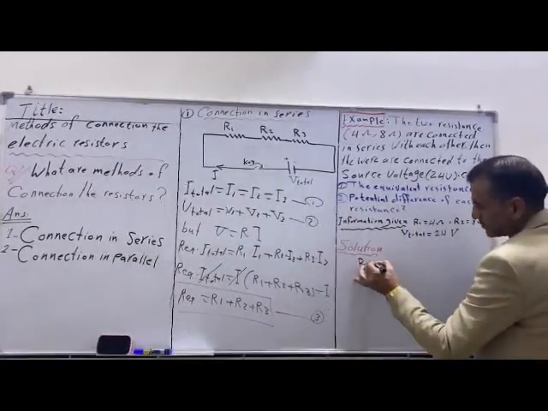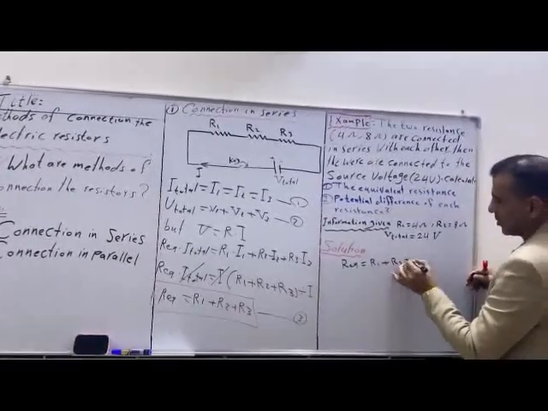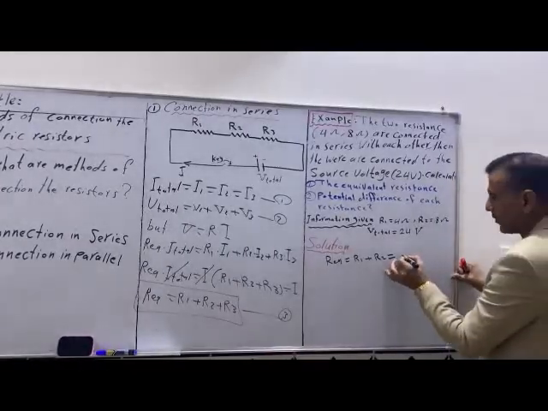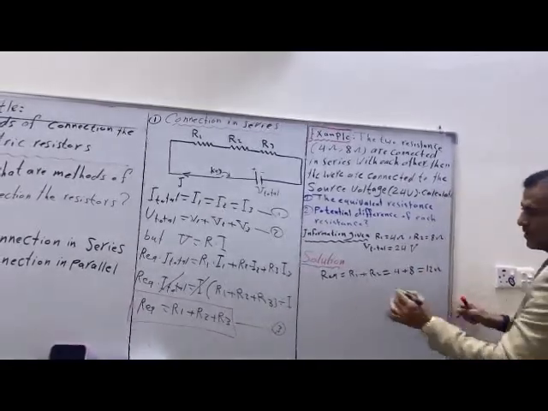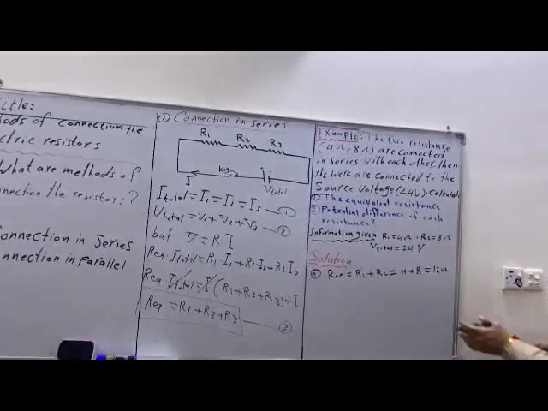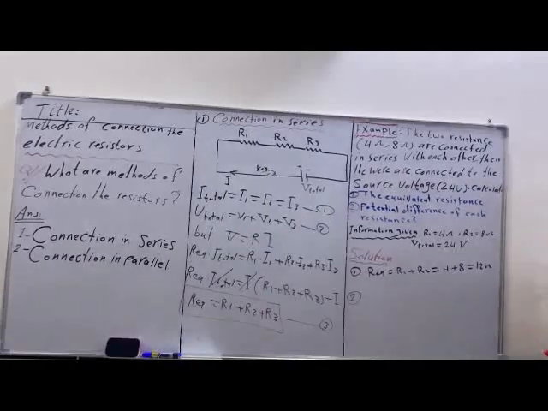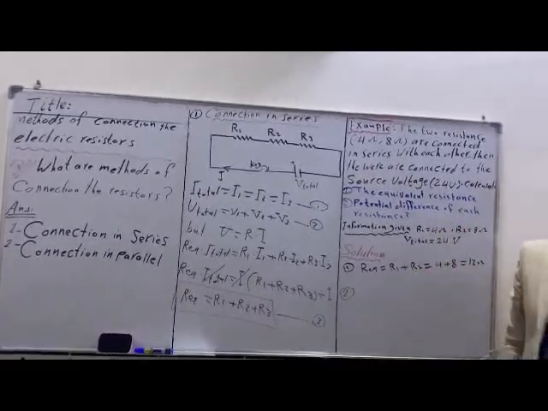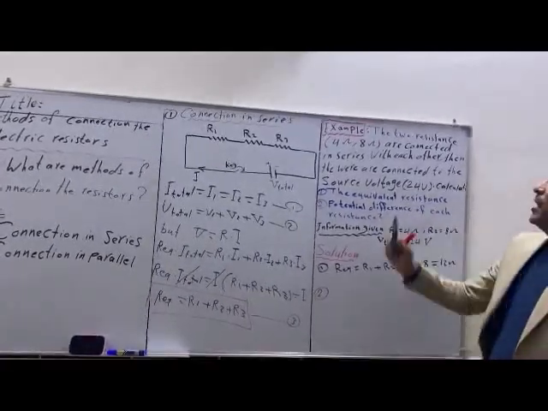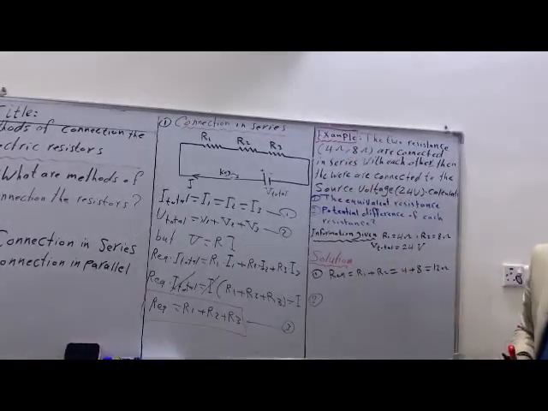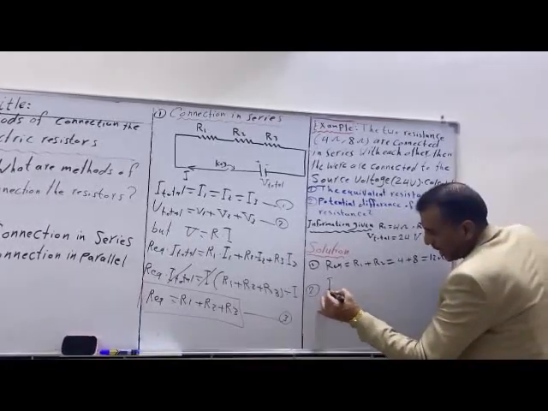R equals R1 plus R2, equals 4 plus 8, equals 12 ohm. This is the equivalent resistance of the electric circuit. 2. Potential difference of each resistance. To calculate or find the potential difference, we need the amount of electric resistance and the amount of the electric current.